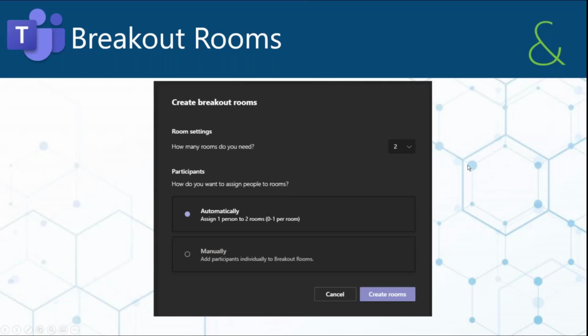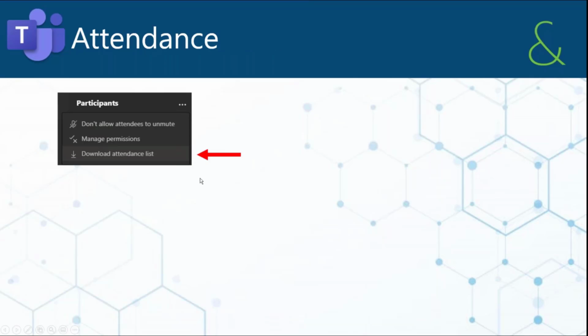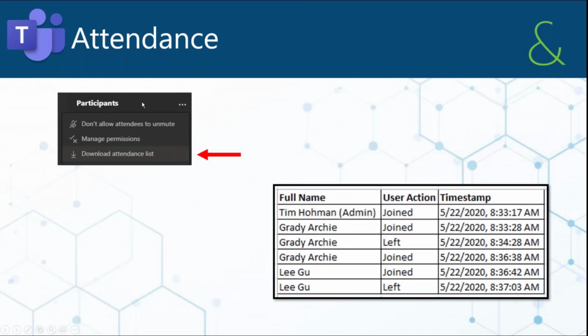Breakout rooms, because we're doing so much remote meeting, things that you may have done in the past are much more difficult. So this is a great option. Attendance, not real new, but something people may not be familiar with. From the participants pane, you can click on download attendance and you'll get a report that looks just like this.